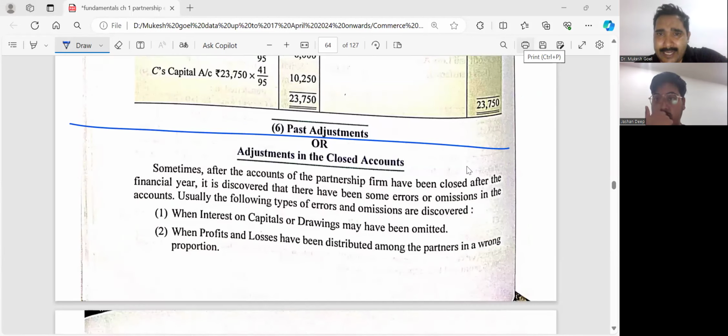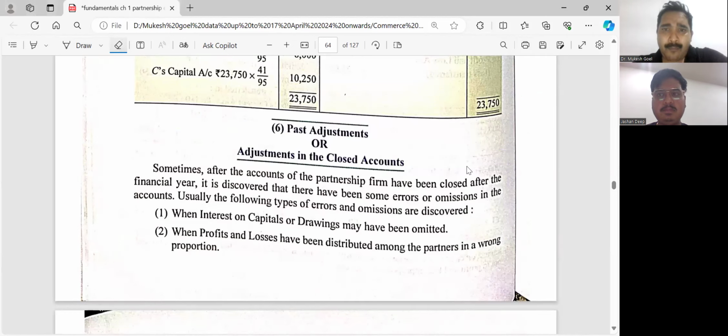So in the next video we will do past adjustment or adjustment in closed account. Okay.